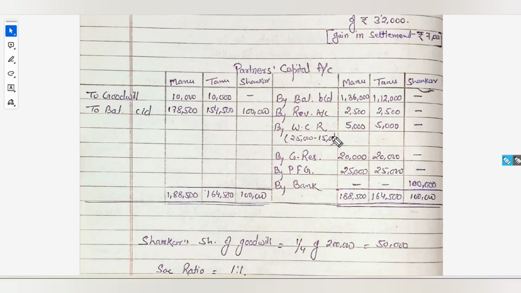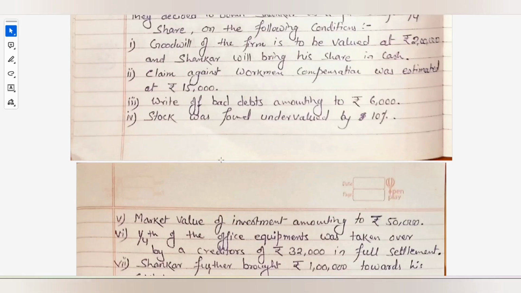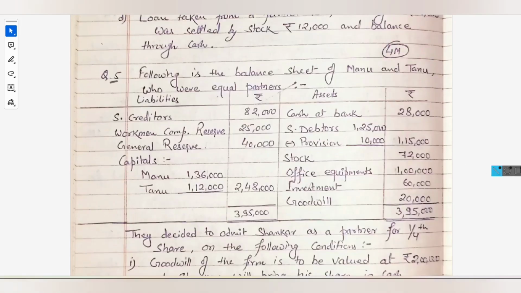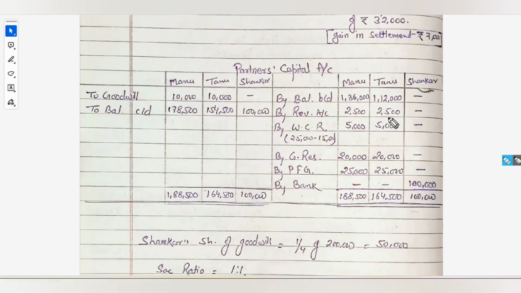So let us resume. The first step is by balance b/d. That means the capital balances available in the balance sheet before the admission, and here in the given balance sheet, the capital balances of Manu and Tanu are given as rupees 1,36,000 and rupees 1,12,000 respectively. So we need to write both these balances over here as a first step.